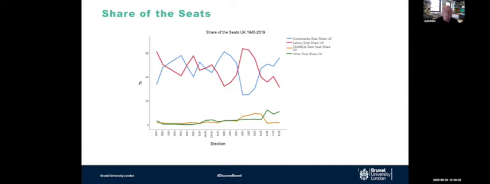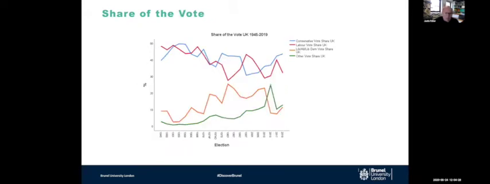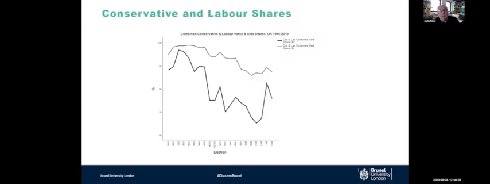Now, there's another way in which we can look at these data to get a better idea of what's happening. And that's by combining the share of the vote for the Conservative and Labour parties and the share of the seats for the Conservative and Labour parties over the period. And that's what we do in this graph. So the solid line is the combined vote share for both the Conservative and Labour parties, and the dotted line is the combined share of the seats.